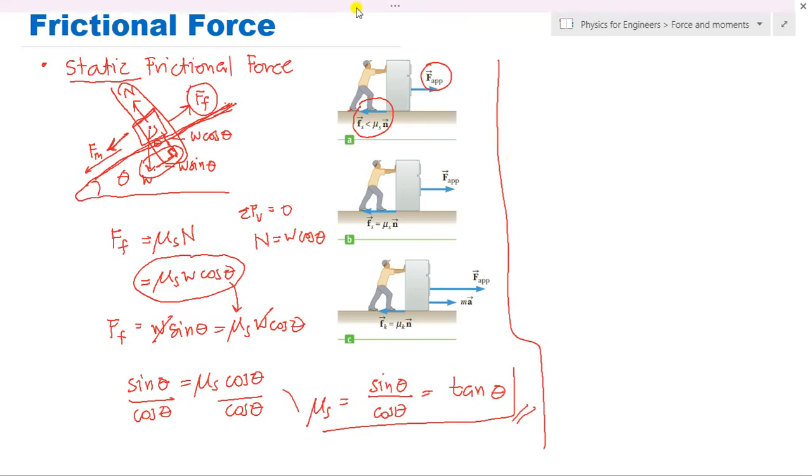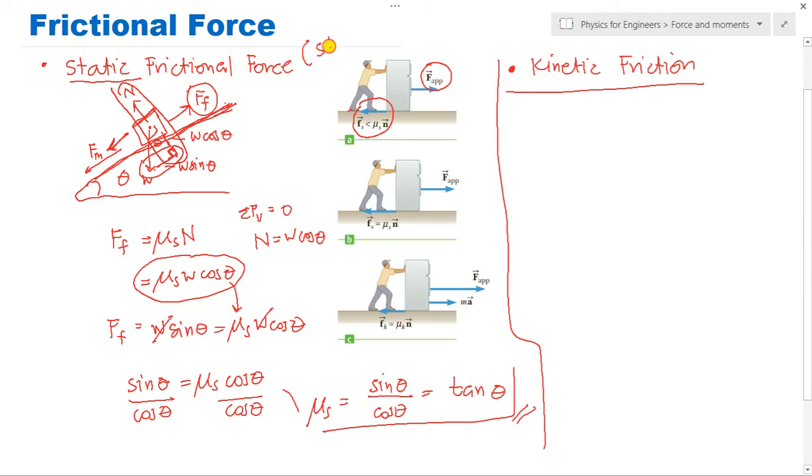Let's jump to the second type of friction, which we call kinetic friction. The static friction applies to a stationary object, or one about to move. How about the kinetic friction equation? It is used to analyze moving objects, so objects that are already moving.